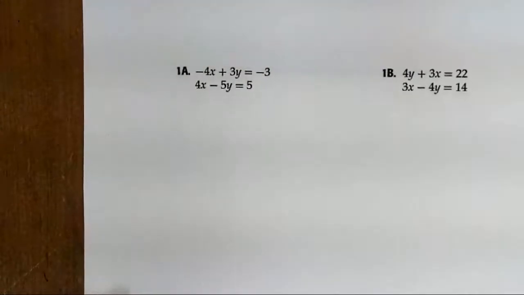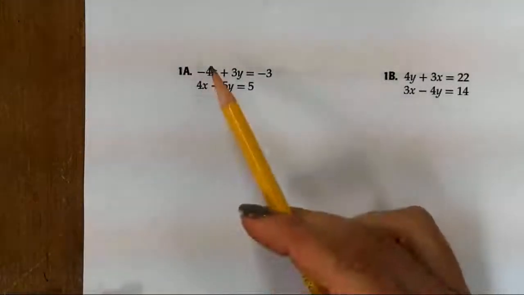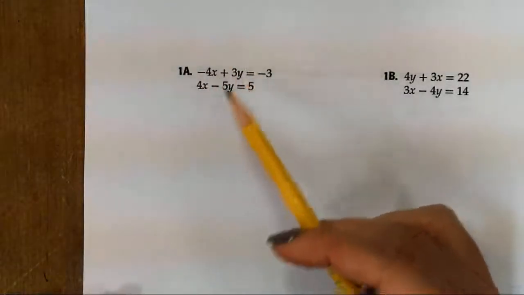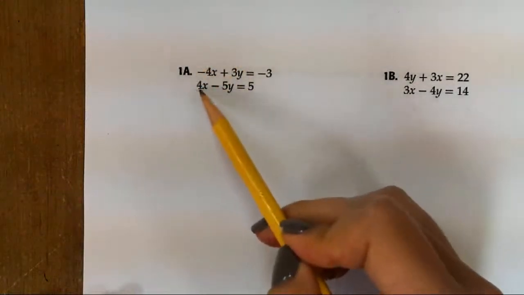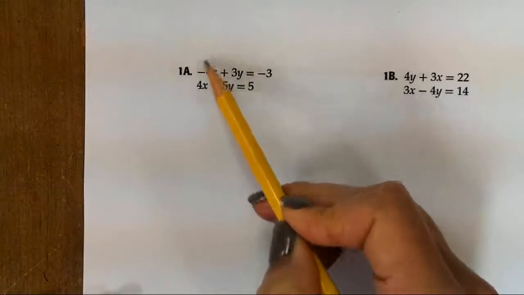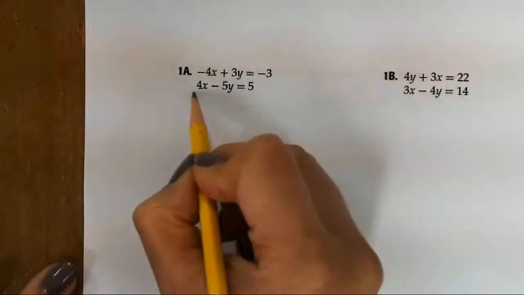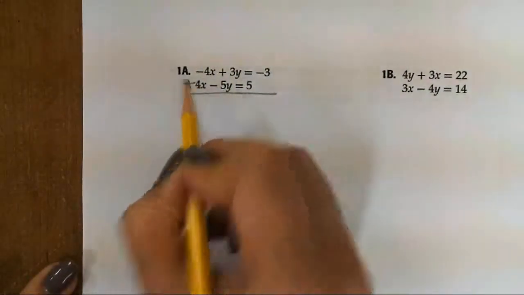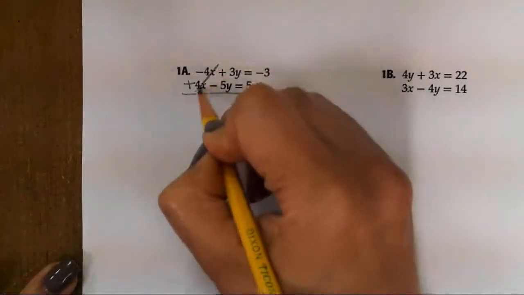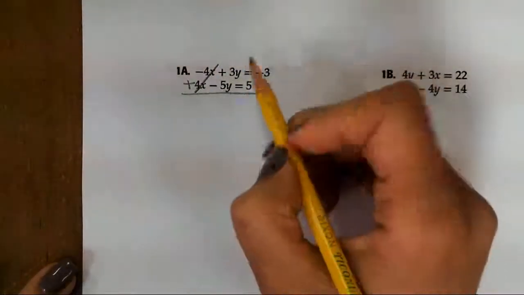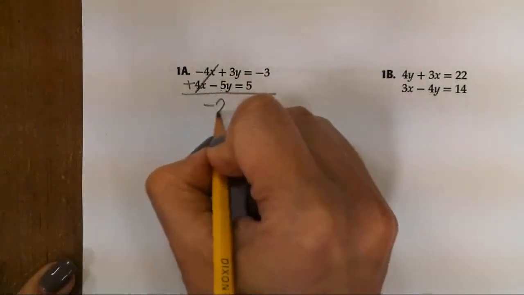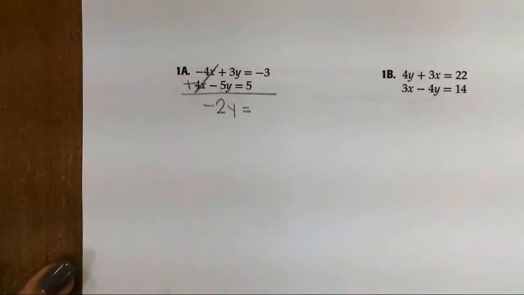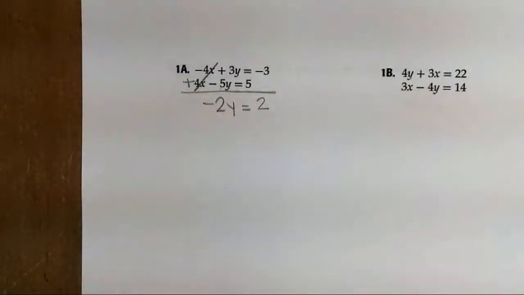So over here, which one am I going to cancel out? Am I going to cancel out my x's, or am I going to cancel out my y's? Okay, I see here that these are opposite coefficients. So if they're opposite coefficients, I want to go ahead and cancel those out. So I'm going to add. These 4's are going to cancel. So I have 3 plus negative 5 gives me a negative 2. And then negative 3 plus 5 gives me a positive 2.